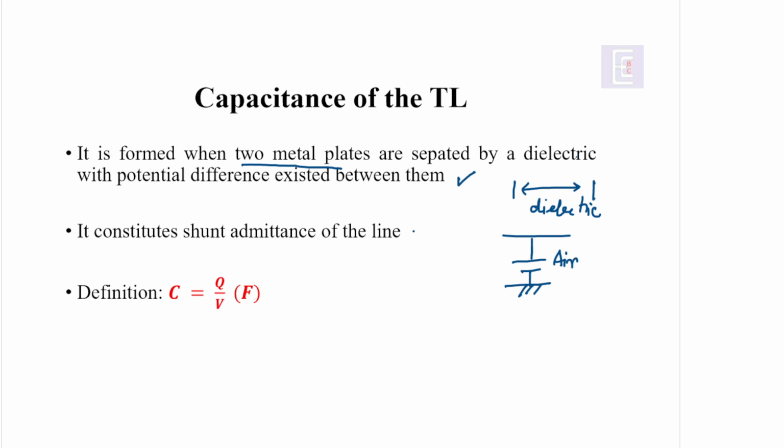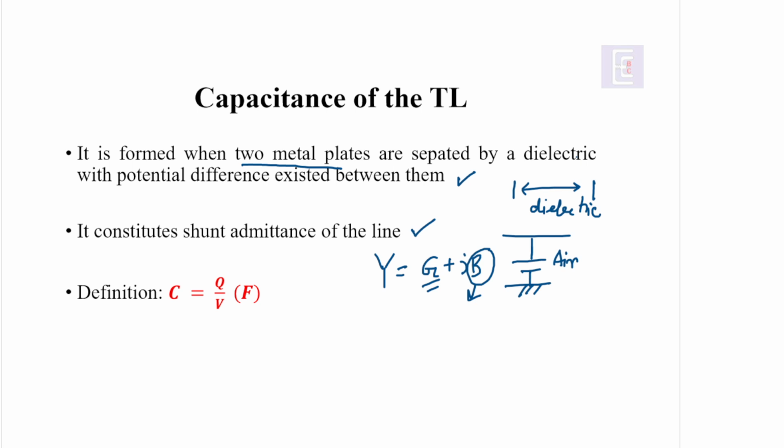And of course, it constitutes the shunt admittance, Y is equal to G plus jB. Although G is neglected due to its very low value, this B will be represented as a whole due to the presence of shunt capacitance.